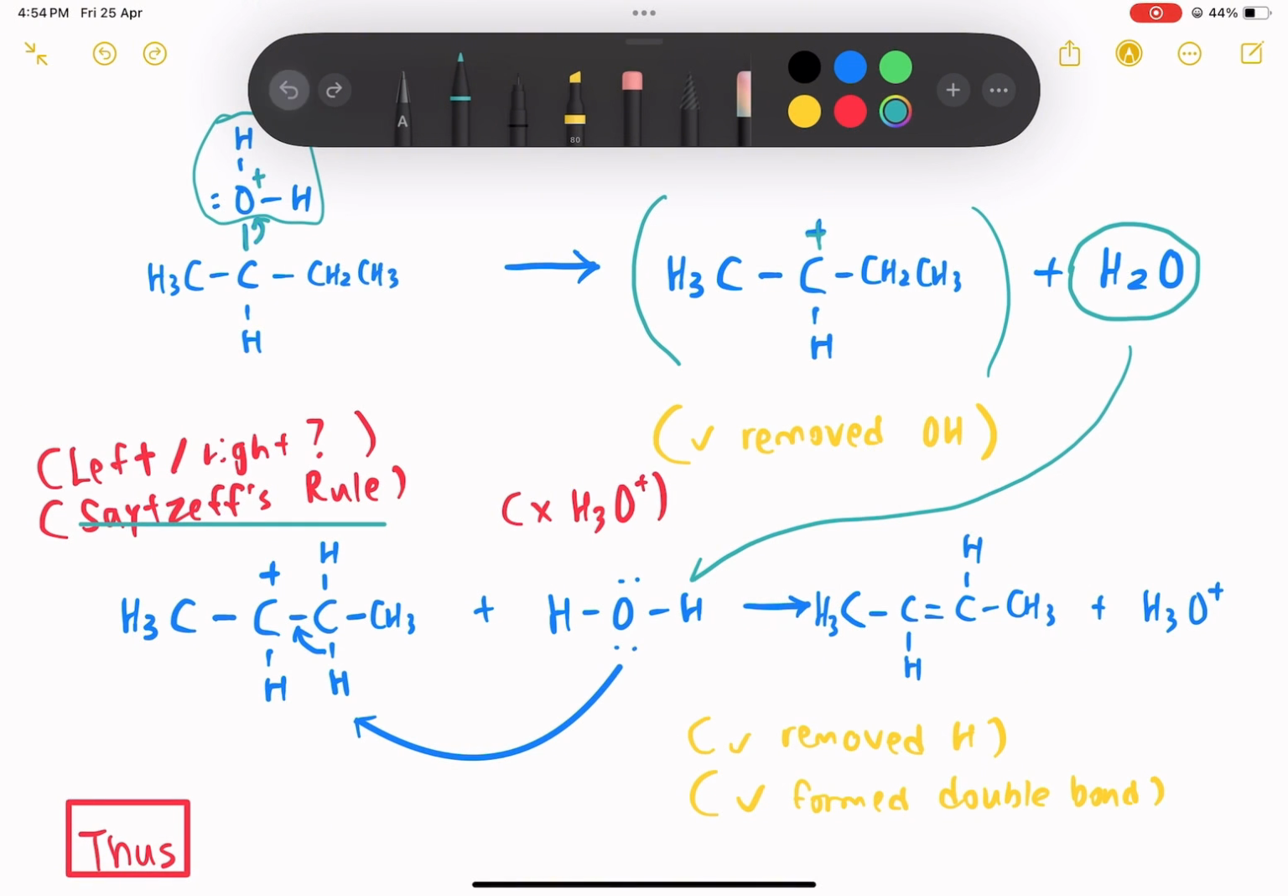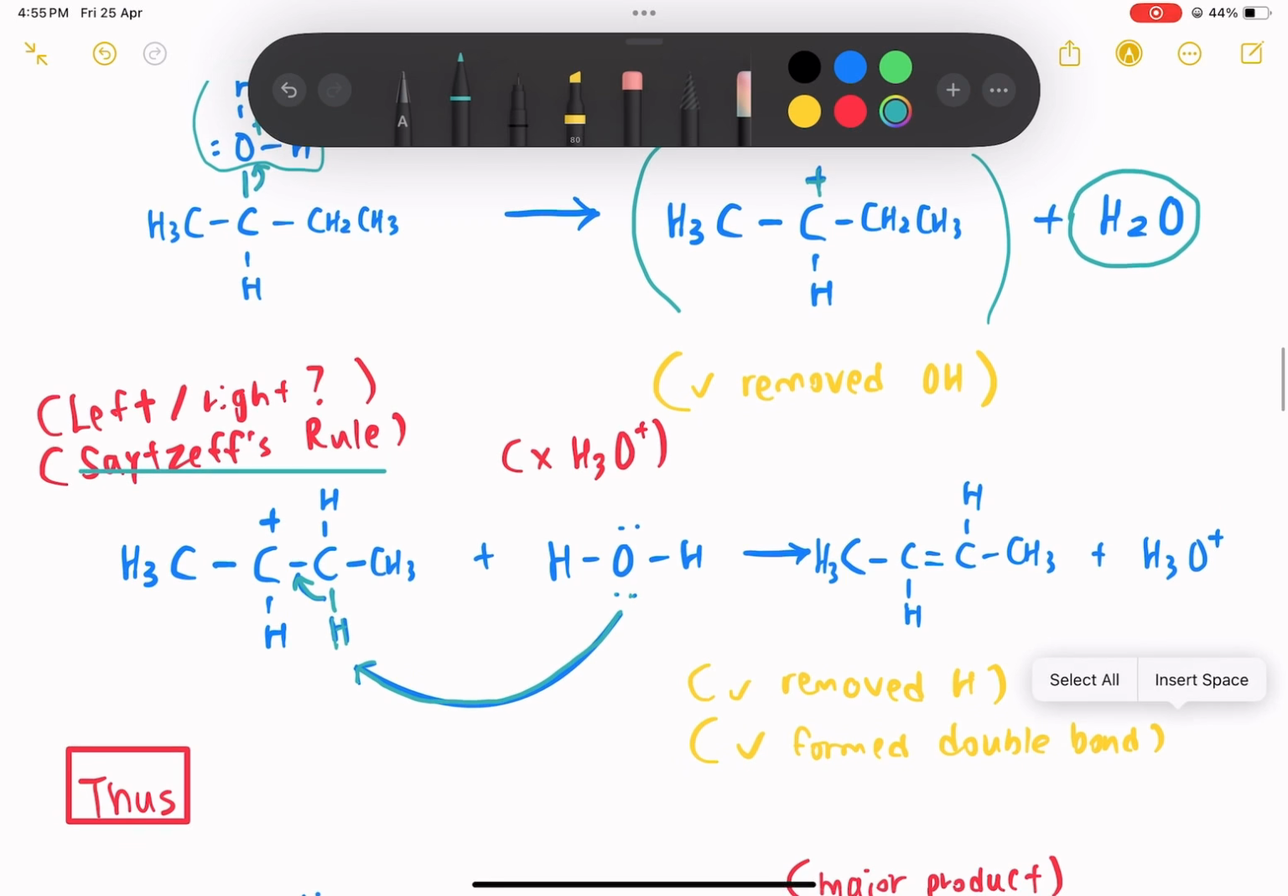So we need to remove H in order to form double bond. So this H2O, the highly electronegative oxygen, will get this H, and the bond between C and H will break in order to make this bond over here to remove the plus symbol. And the final product will form this structure together with H3O+.